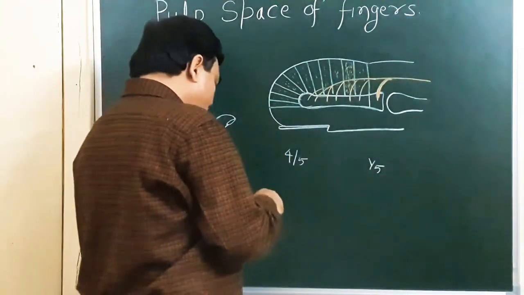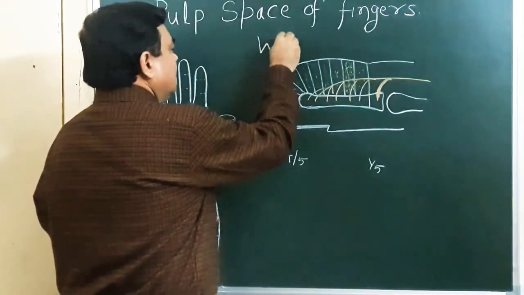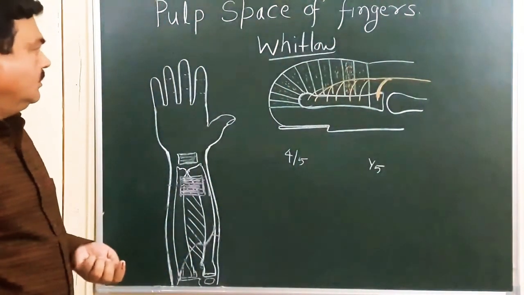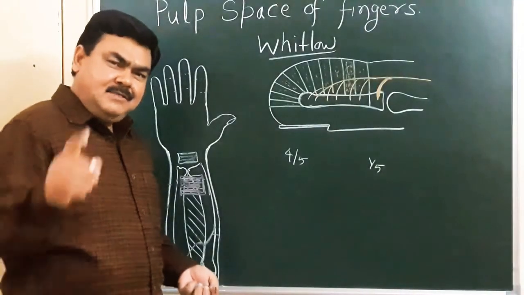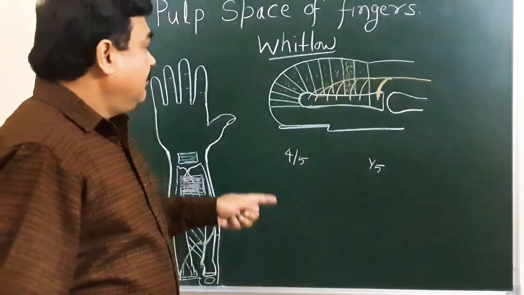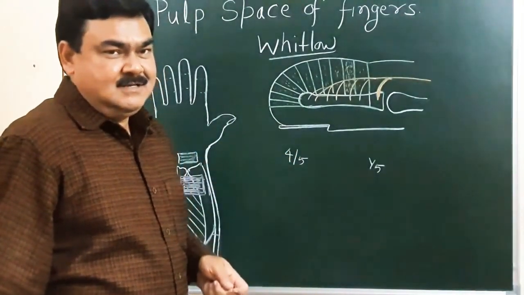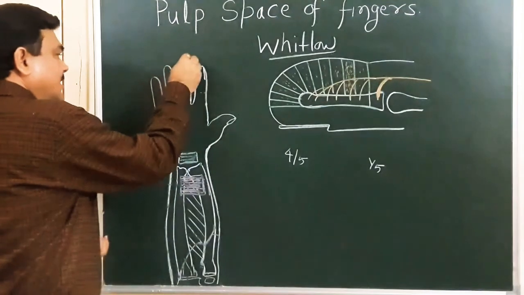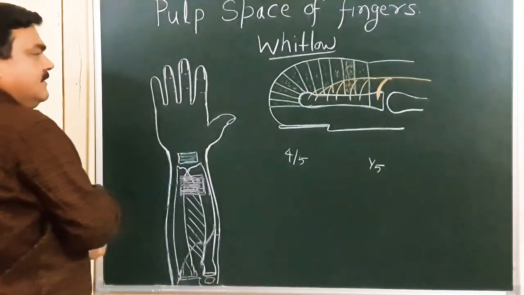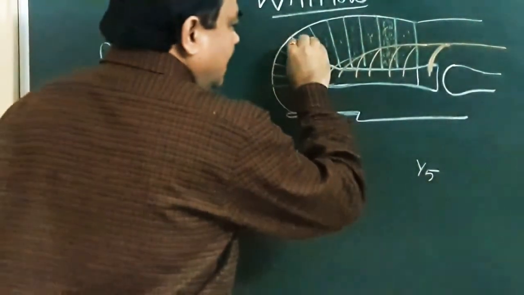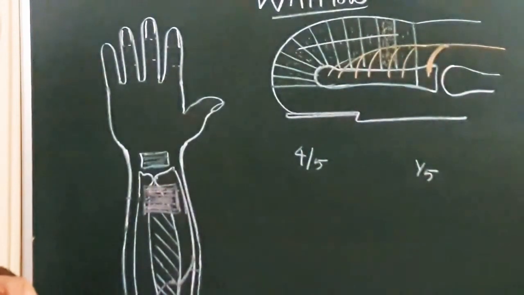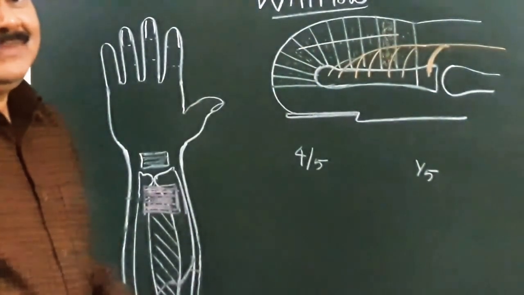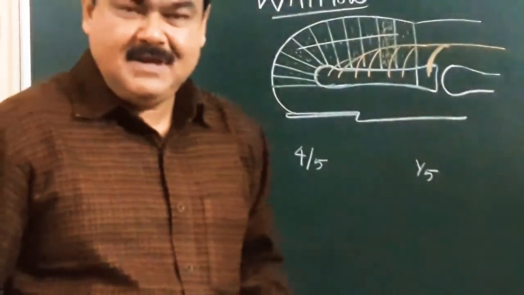Infection of this is known as felon. Another important thing: for draining of pus, the incision is given on the lateral side, like this. This incision opens many compartments, so pus can easily drain from all infected compartments. So this is all about the pulp space of the fingers.